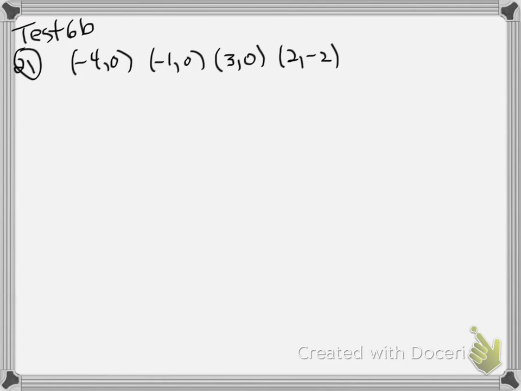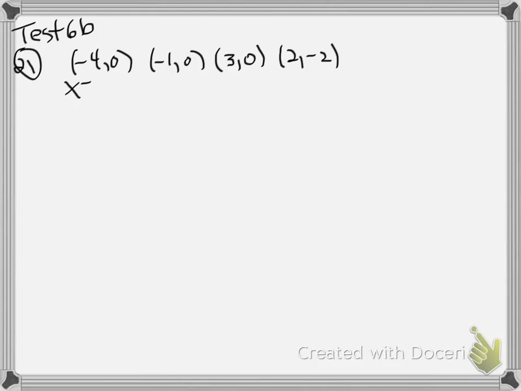Okay, this is 6B test, and we were supposed to write a cubic function whose graph passes through all four of those points. There's more than one way to do this. The fastest way is to just write it in intercept form. So now what are my x-intercepts?